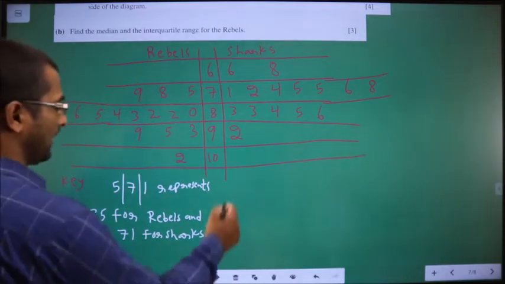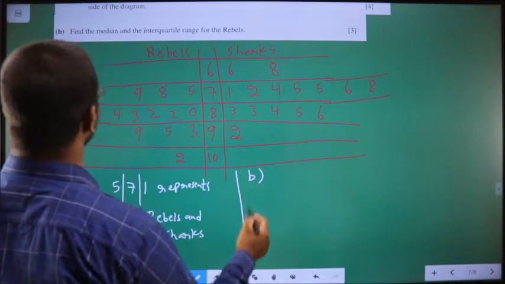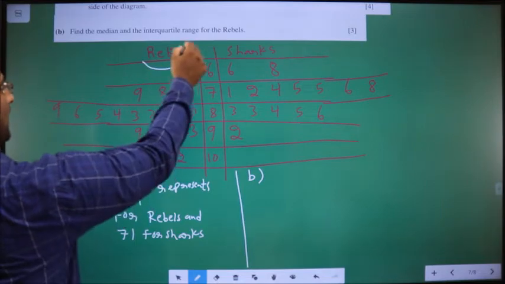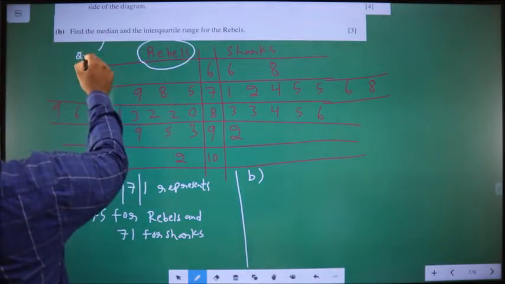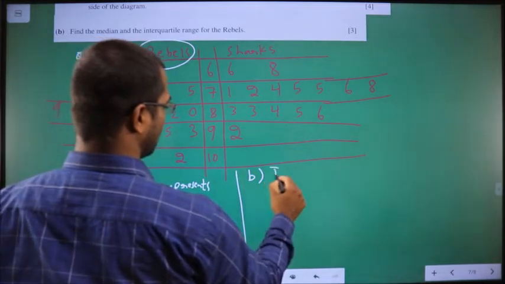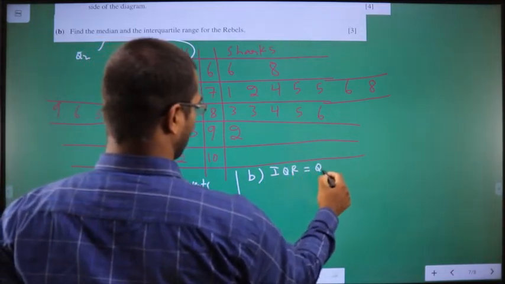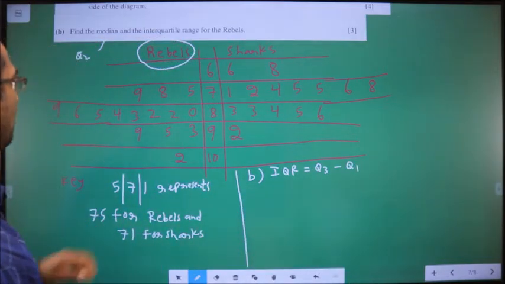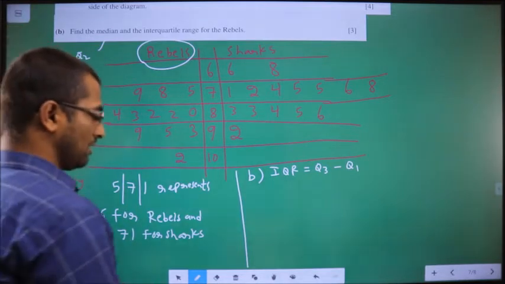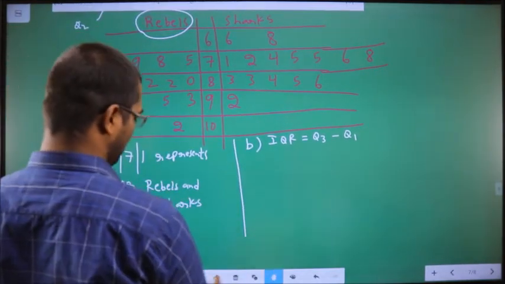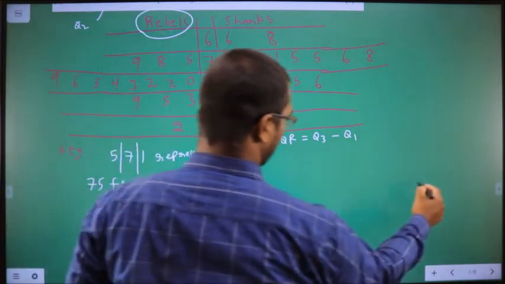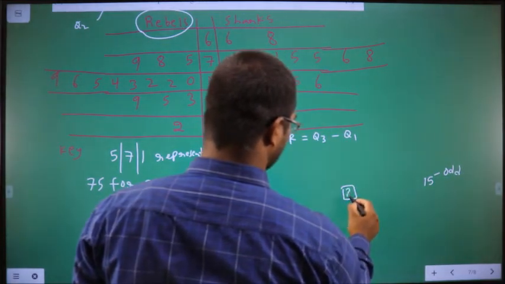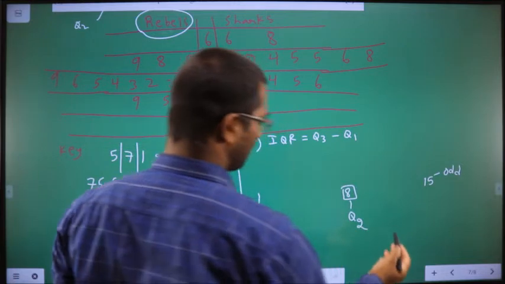Now the next one, B. Find median and interquartile range for the Rebels. For this side, I need to find median, which is Q2, and interquartile range, which is nothing but Q3 minus Q1. Now, how to find it out? First, there are 15 values. Let us get their positions first. 15 is odd, so their middle will be at 8th position. So, 8th position will become Q2.